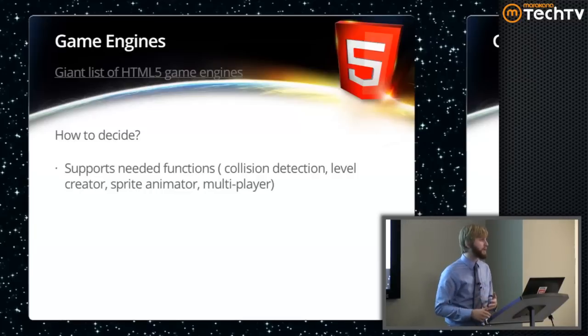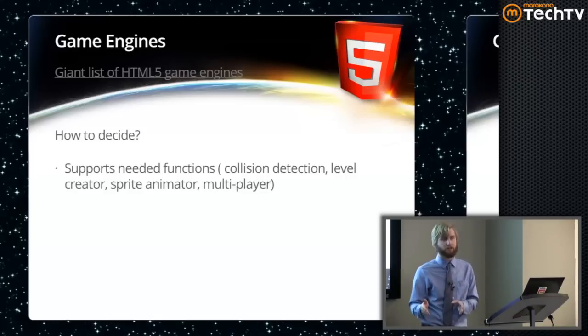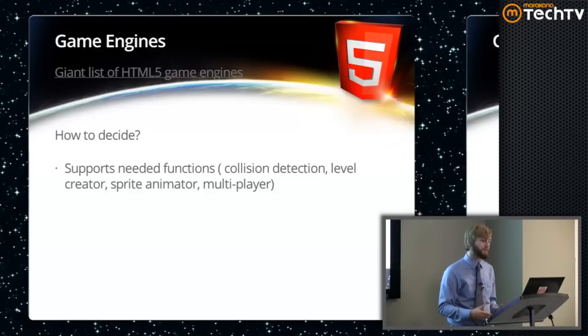Are you going to need a sprite animator? Do you want to make your own? Are you going to do some weird things with your game that you want to change the sprite animation? And multiplayer is a huge one. Does it have socket.io, Node.js input? Are you going for multiplayer? Are you not? These are all big deciding factors on what game engine you get.